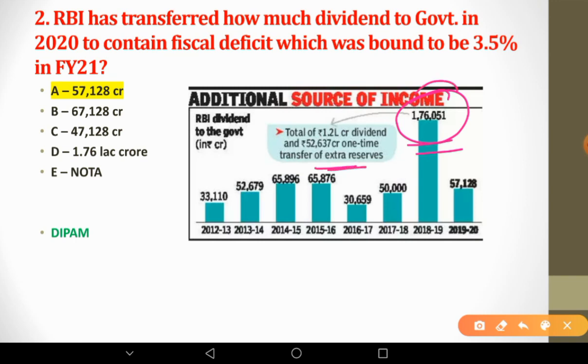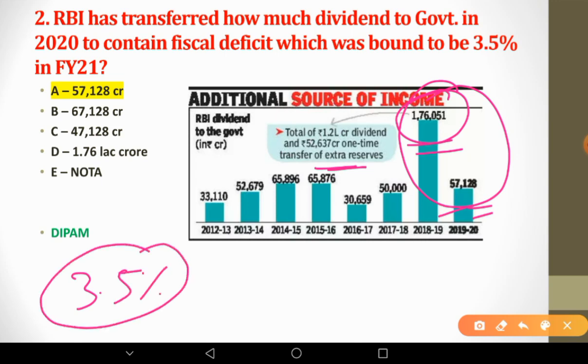In those 2 years, the government is getting a good amount of money, and Nirmala Sitharaman has promised that we have to keep the fiscal deficit to 3.5%. Now you may ask, what is fiscal deficit? Fiscal deficit is the difference between expenditure and income of the Indian government.